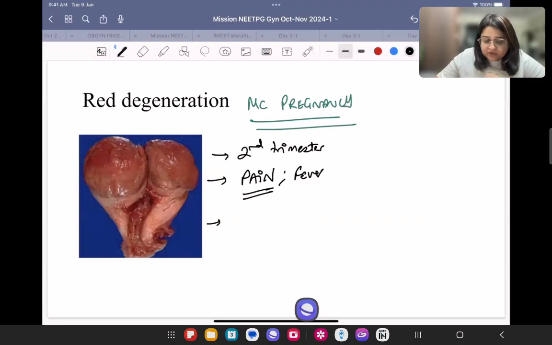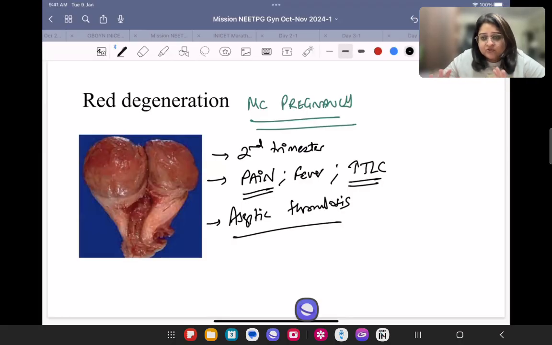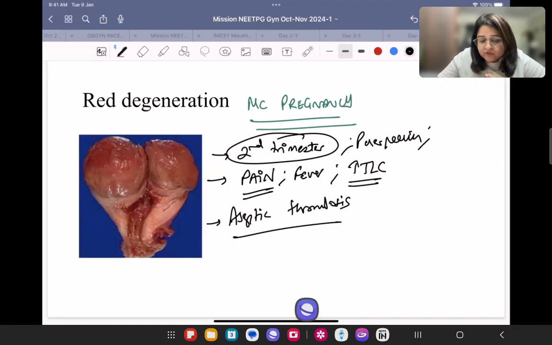If you examine her, you'll find there's a raised TLC, but this is not an infective degeneration. It's basically an aseptic thrombosis which is happening, and why this happens nobody knows, but it happens in pregnancy. It can also happen in the puerperium. It can also happen if a woman has been taking contraceptive pills. This is, however, rare. Most common presentation is in pregnancy.